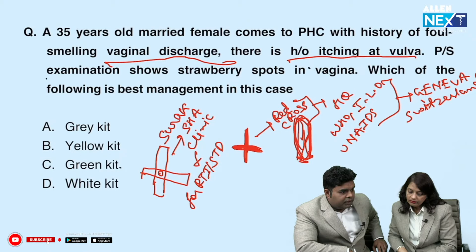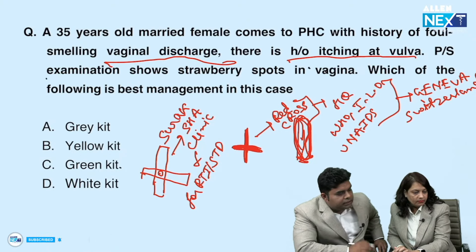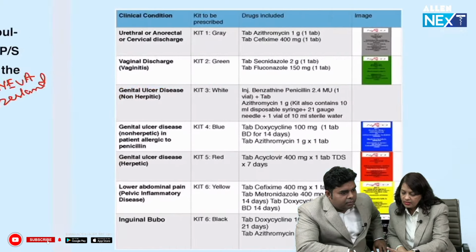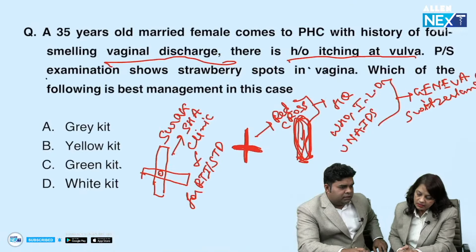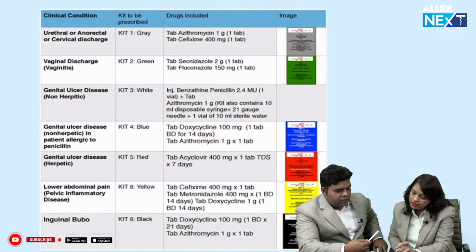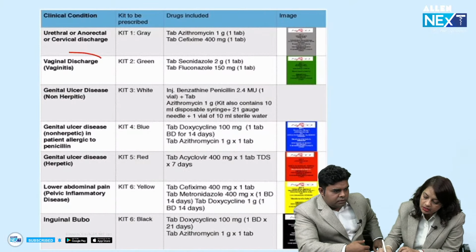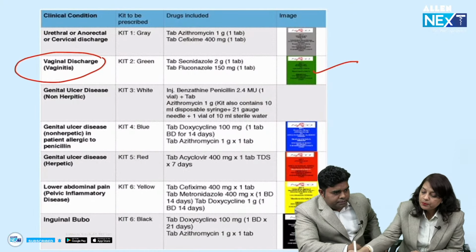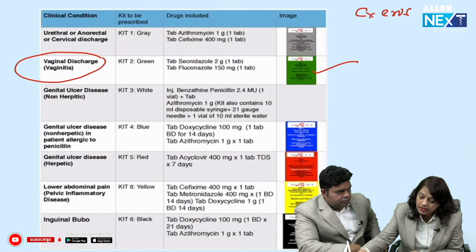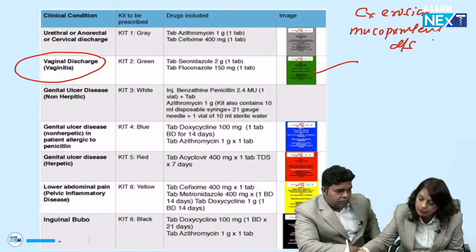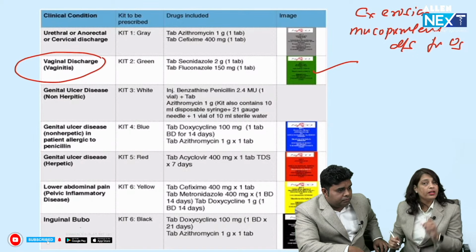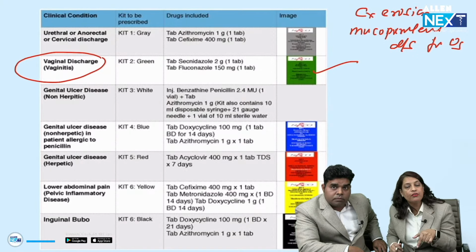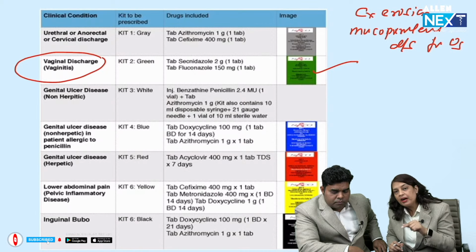I think they have given the answer, but there is some confusion. Some students are writing gray, but most of them know that because there is vaginal discharge, so we think of a vaginitis, so it is green color kit. If suppose the question says cervical erosion or there is a mucopurulent discharge coming from os, then we suspect it is a gonorrhea infection or it is a chlamydia infection.